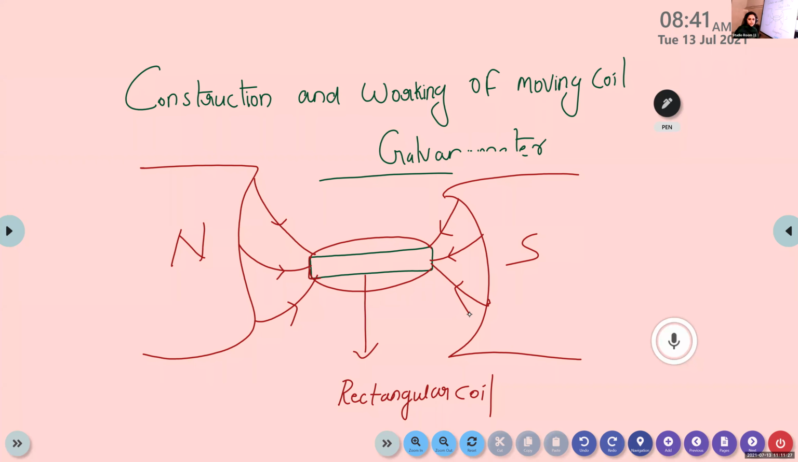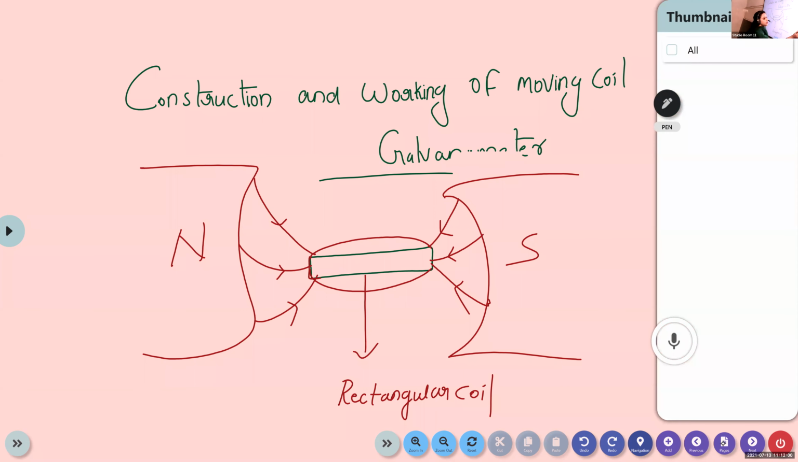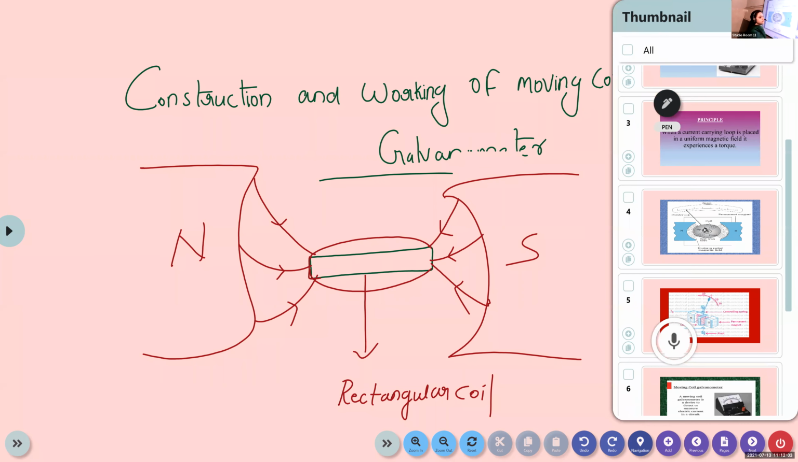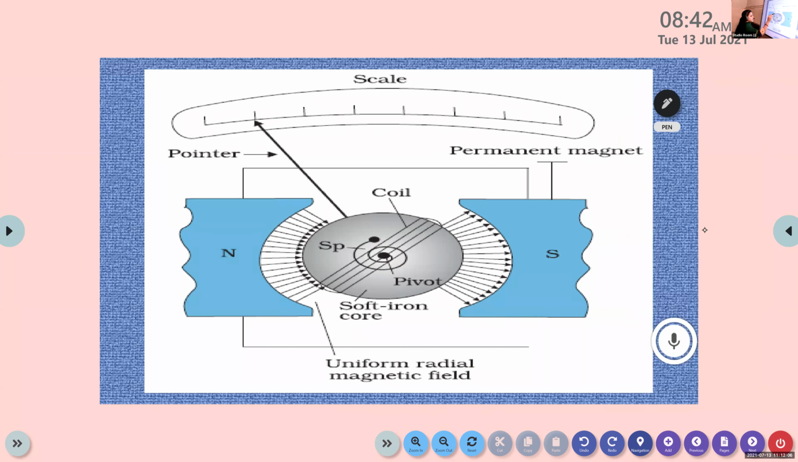A pointer is attached to the upper end of the coil to measure the readings. So here you can see a pointer is attached to the upper end of the coil in order to measure the readings.